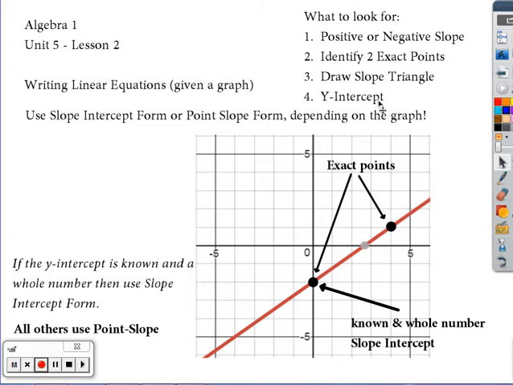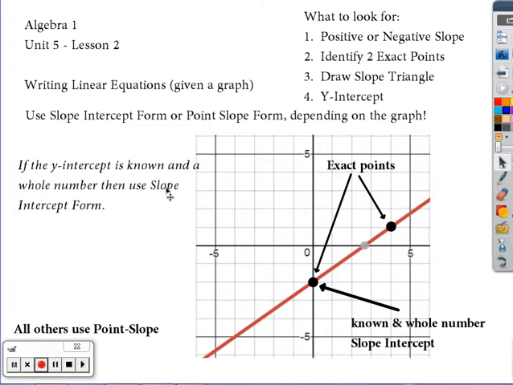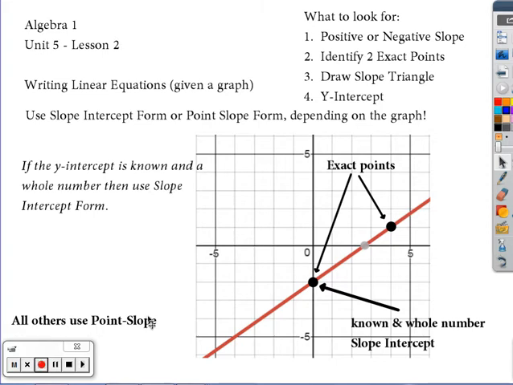Okay, now when do we use what? Well, if the y-intercept is known and it's a whole number, we're going to use slope-intercept form. All other times, we're going to use point-slope form. So let's take a look at a couple examples and see what we mean here.